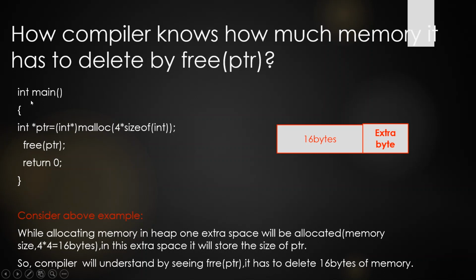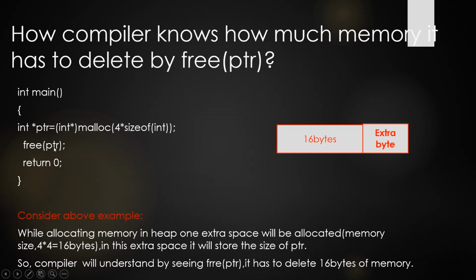see, I have written code here, int main. I'm using malloc of 4 into size of int. It means 4 into size of int, which is 4 bytes on a 32-bit compiler. 4 into 4, 16 bytes of memory is allocated. A single block of 16 bytes of memory is allocated. Clear? Here I am trying to free that memory, to deallocate that memory.